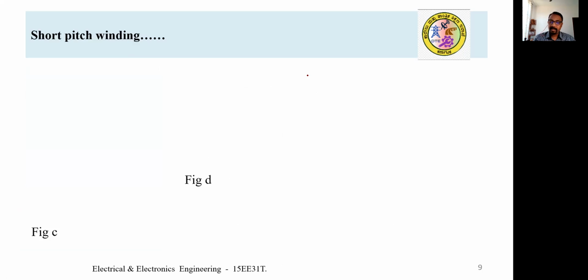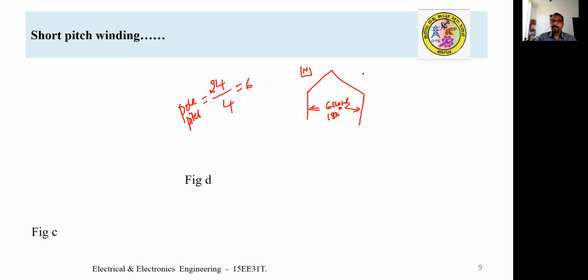Then what is meant by short pitched winding? As I told you earlier, if you take the same example, suppose 24 slots, 4-pole machine, then pole pitch is equal to 6. For a full pitched winding, the coil span should be equal to 6 slots, or else it is 180 degrees. But this is under the North Pole, and exactly this is under the South Pole.